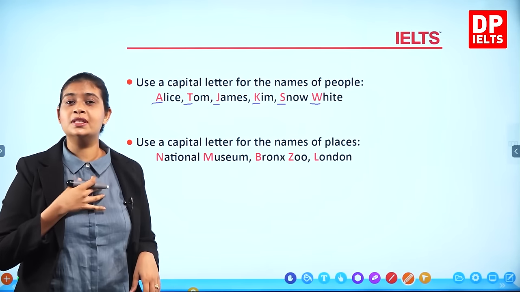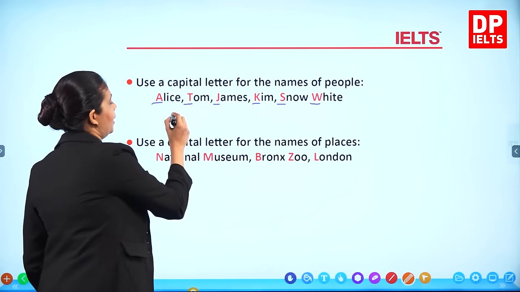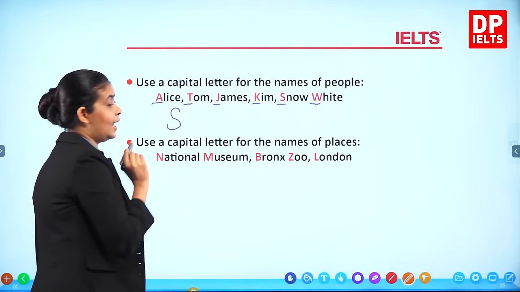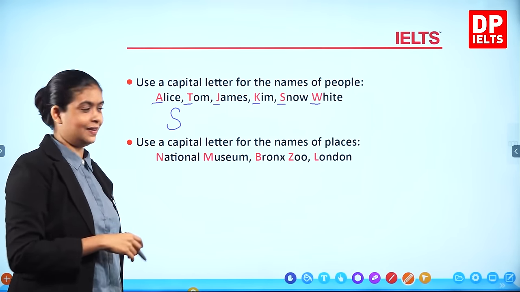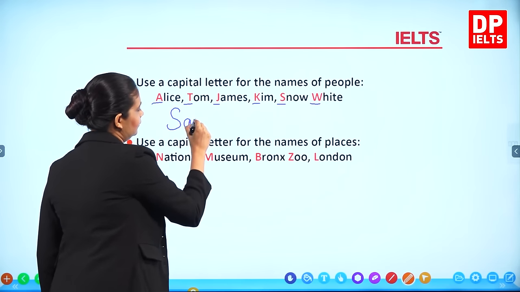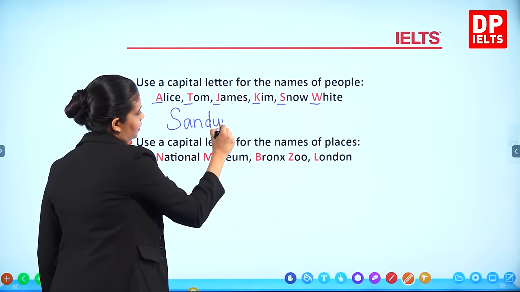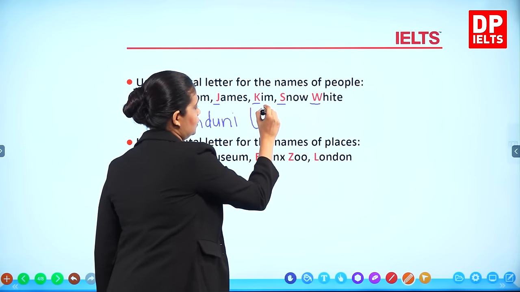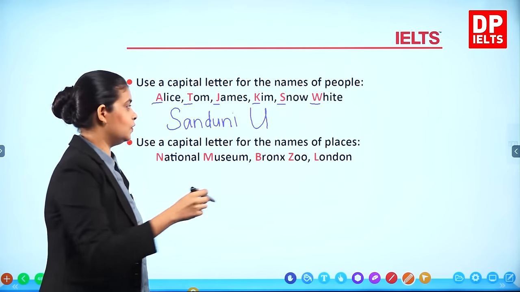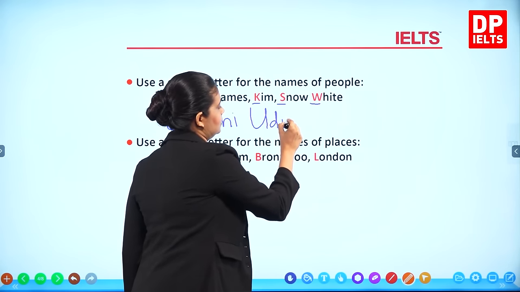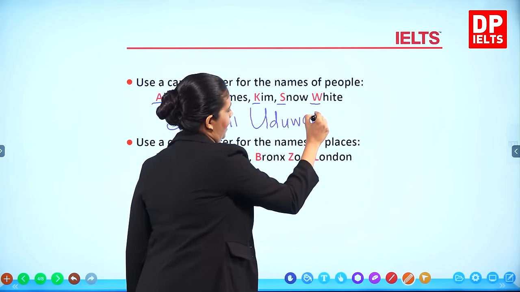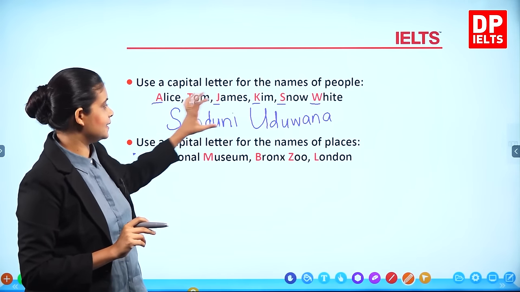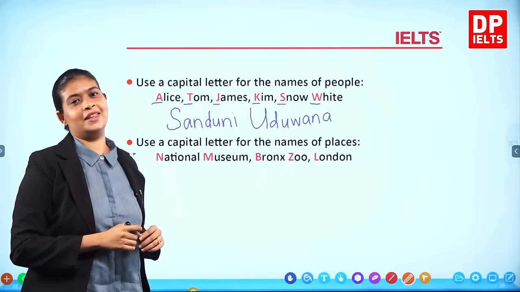So for example, if you take my name, right? My name is Sandhuni Utuwana. So S is capital, so it's bigger than the other letters. N D H U N I. Utuwana, U is capital, so it's bigger than the other letters. W A N A. Right? So if you can see, my S and U are bigger than the other letters.